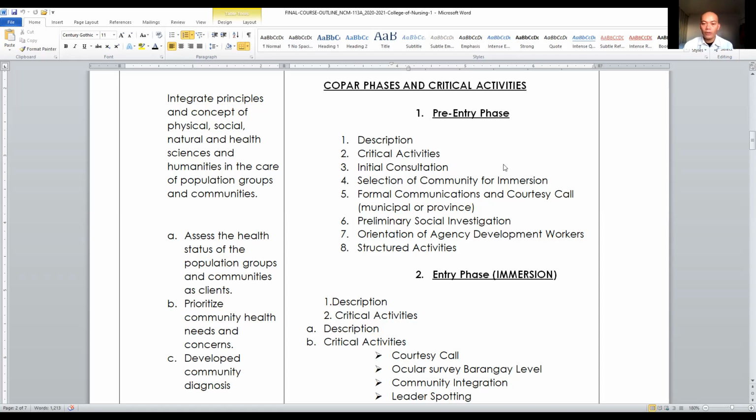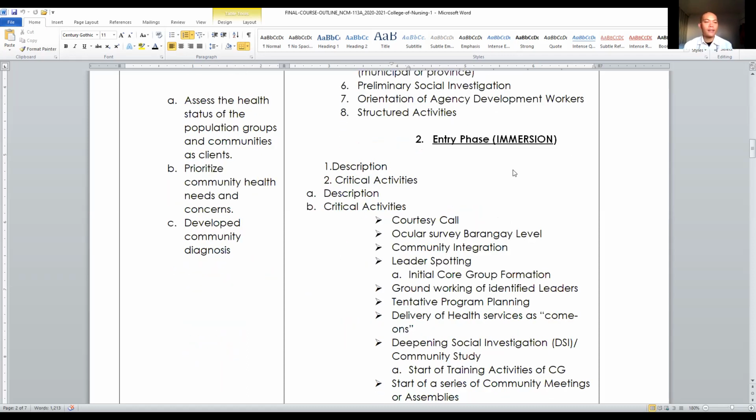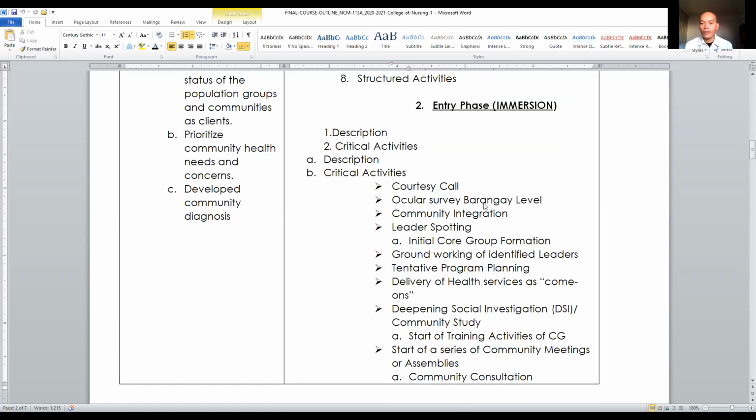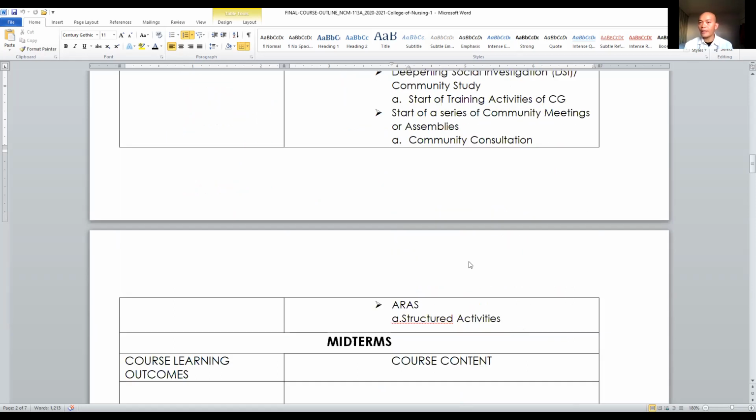Okay, for today, we are going to discuss the second phase of your COPAR, which is your entry phase or the community immersion. We are going to discuss the description and the activities included, which will be the bulk of the discussion. The courtesy call, leader spotting, groundworking, delivery of health services as come-ons. What does that mean? Deepening social investigations, and the start of community meetings. And the last topic included for your entry phase is your ARAS. So I will be sharing my slideshow.